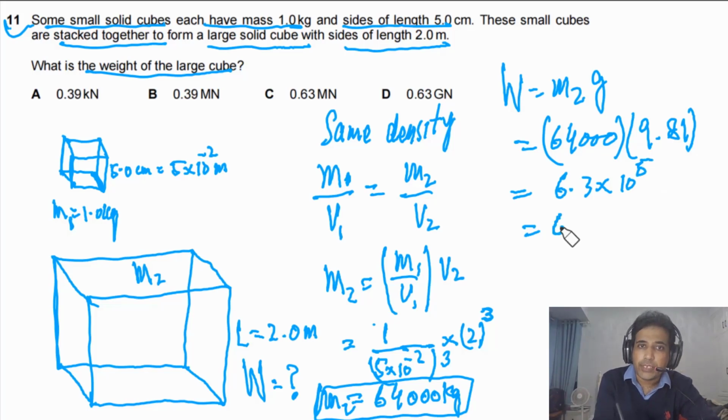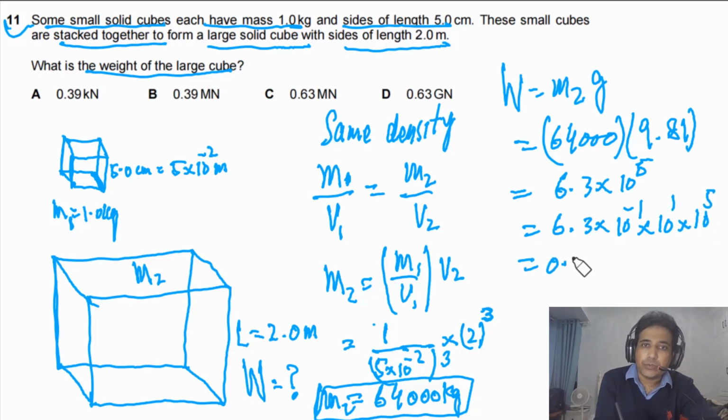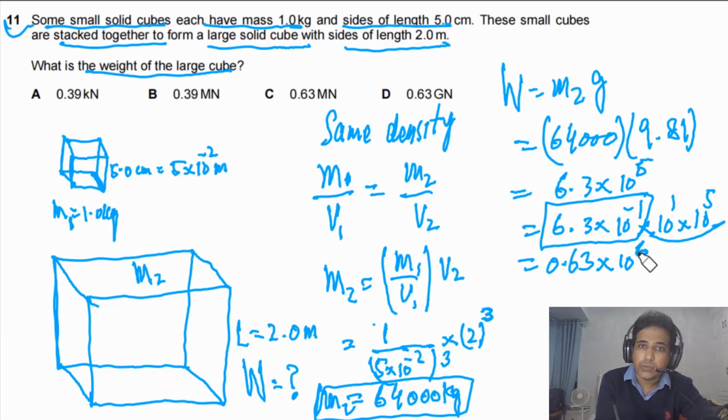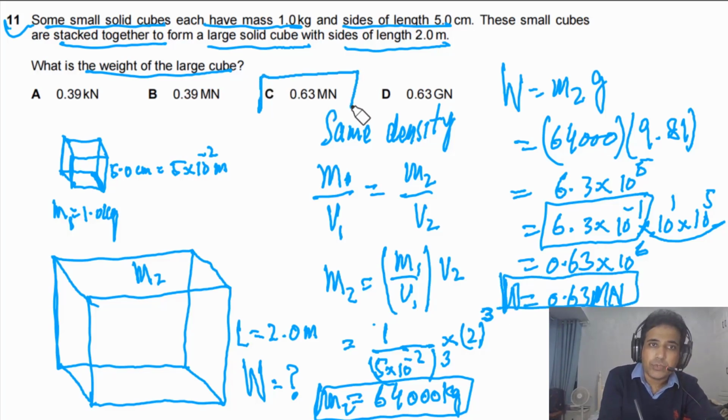We can write this in this form: 6.3 times 10 to the minus 1 times 10 to the 1 times 10 to the 5. If we combine these, we can write 0.63 here, and 10 to the 6. So simply we can say this is 0.63 mega newtons. This is the final answer. So the answer for this question has to be C.